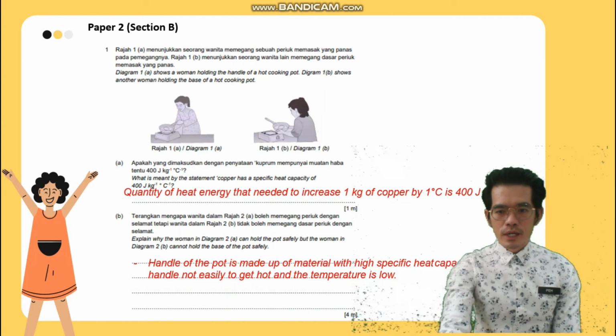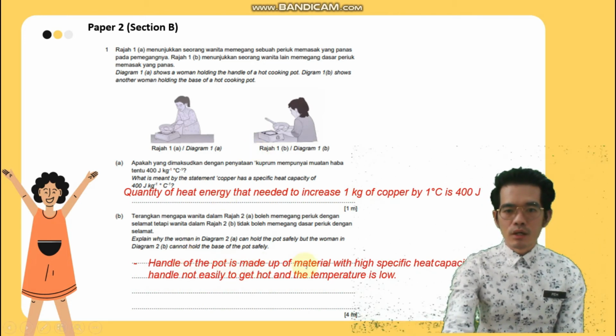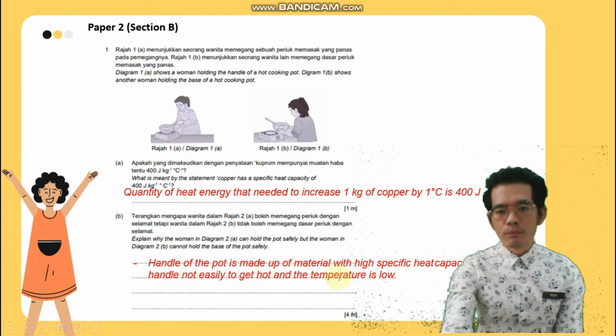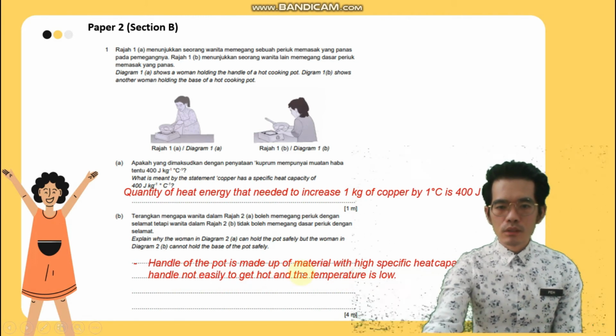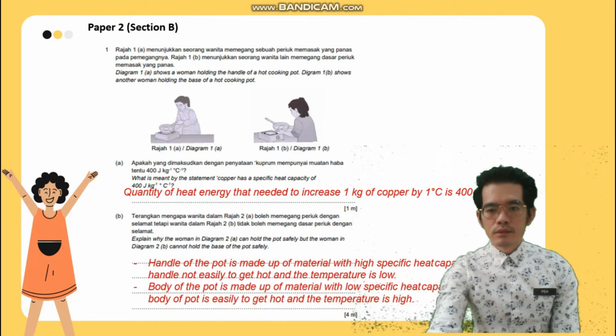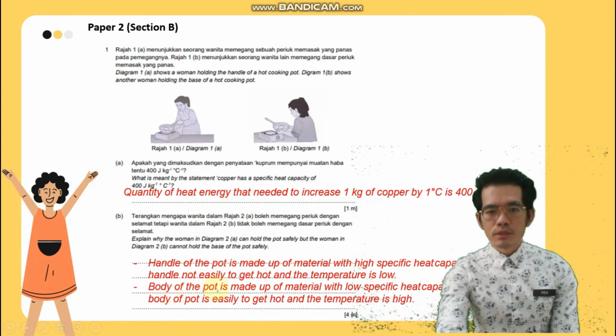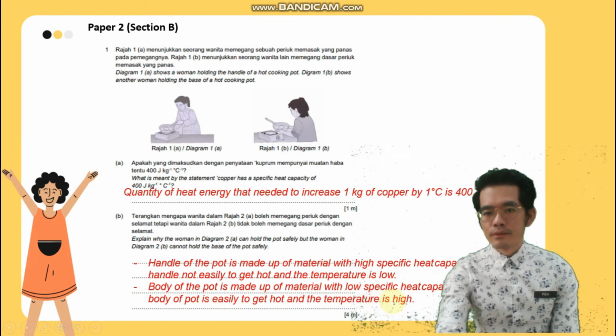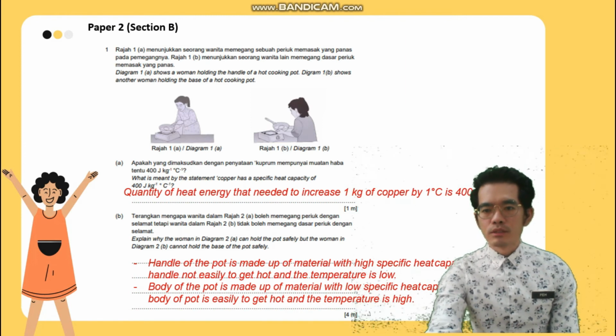Okay, so the first, as mentioned, the handle of the pot is made up of material with high specific heat capacity, so that the handle will not easily get hot, or the temperature is low. This is the second mark. So here is 2 marks for the explanation for diagram 1A. Second, the body part of the pot, here actually the base. Base or body are both made up of material with lower specific heat capacity, so that the body of the pot will get hot quickly, so that the temperature is high. So you will get total 4 marks for the answer.